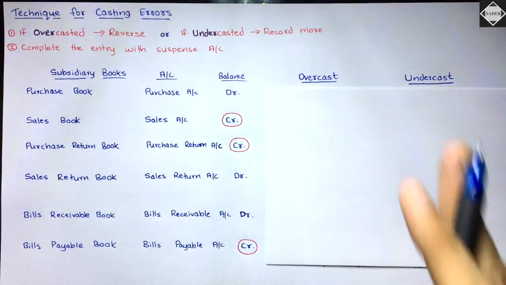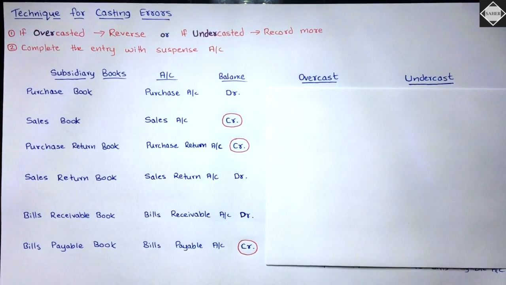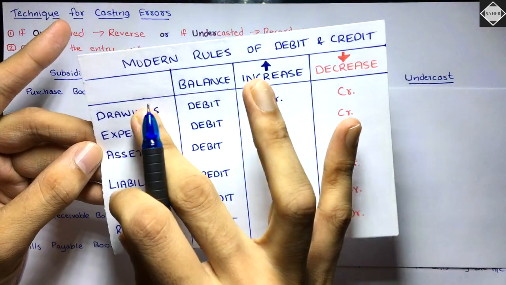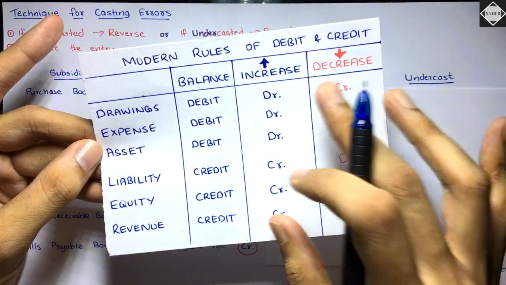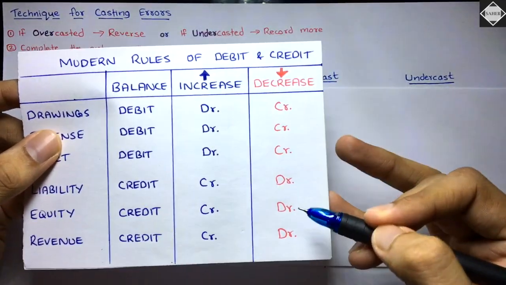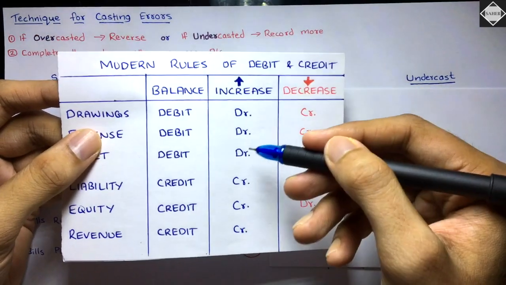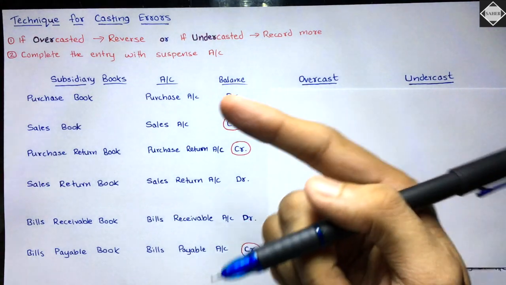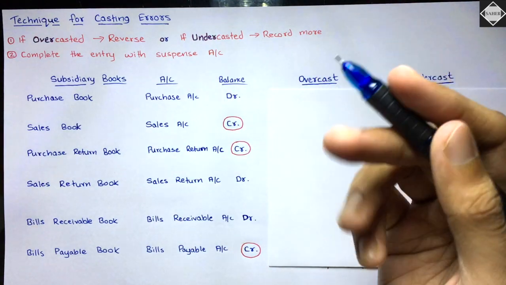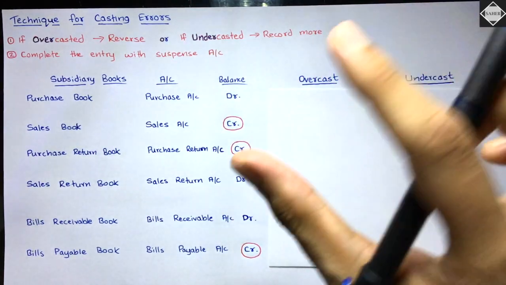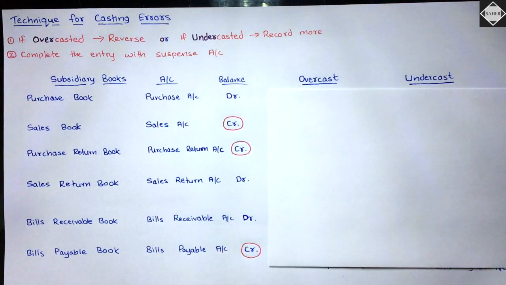Okay, and you can only do this first step if you know the modern rules of debit and credit properly. You are able to classify each and everything into the classification, know their balance, and you are able to apply the rules. Because see, overcasted means you have to decrease, undercasted means you have to record more, you have to increase. That's the thing you have to do. Fine. And then as I said, the mistake will only be in one specific account, so the other side will be empty. The entry will be handicapped. So to complete the entry, you have to use the suspense account. Yes. So now let's start. Let's see all of this.